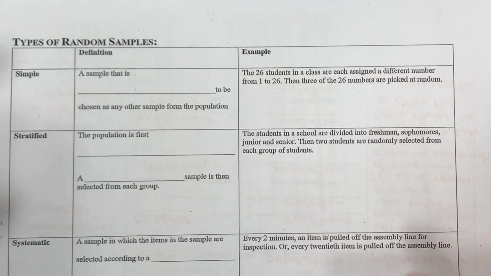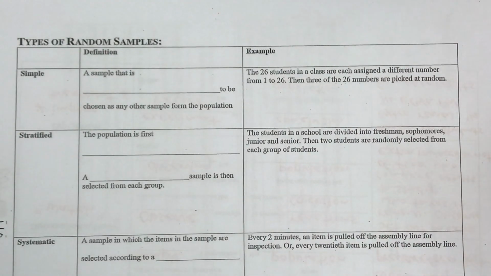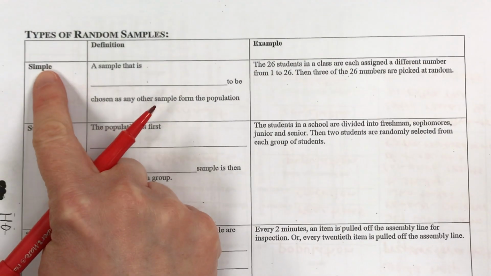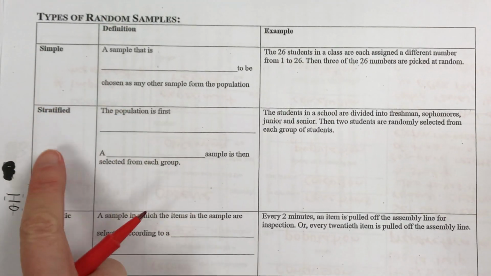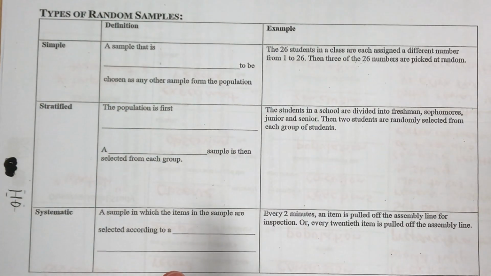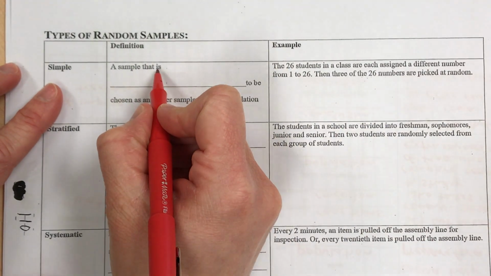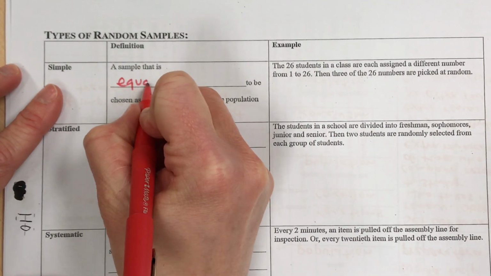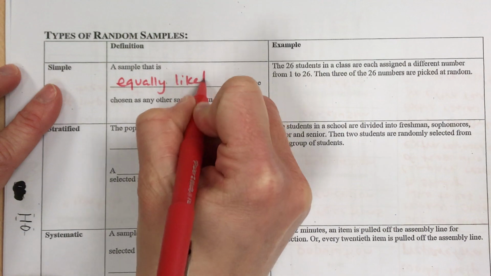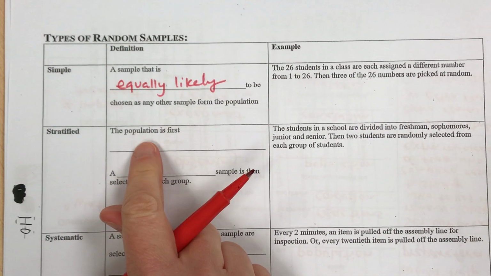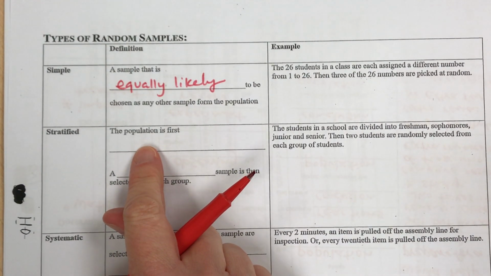All right, the next page, types of sampling. So how are you going to collect your data? Simple random sample, stratified, and systematic. I'll talk about those three. Simple random samples would be samples that are equally likely to be chosen. Stratified would be best explained with this.